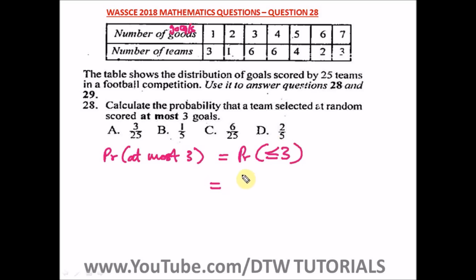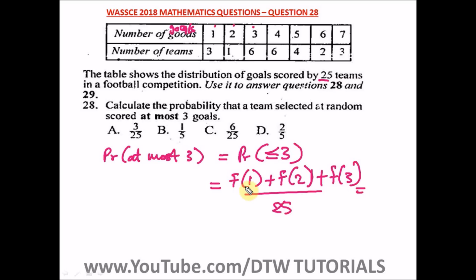So it will be the summation of the teams that scored 3 goals and below. So how many teams scored 3 goals and below? We have the number of goals here: 3, 2 and 1. So that's at most 3 goals. So we have the frequency of 1, plus f2, plus f3, divided by the total number of teams, which is 25.